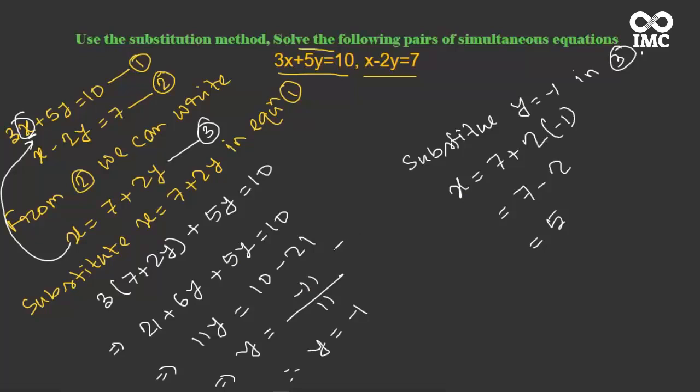Now you can check whether your answer is right or wrong. Suppose from equation number 2, here equation number 2 says x minus 2y equal to 7. So instead of x and y, if we put the values, then what will happen? Instead of x, 5. Instead of y, negative 1. So 2 into negative 1. So you can say 5 minus a minus 2, 5 plus 2, 7. Look, both answers are the same.